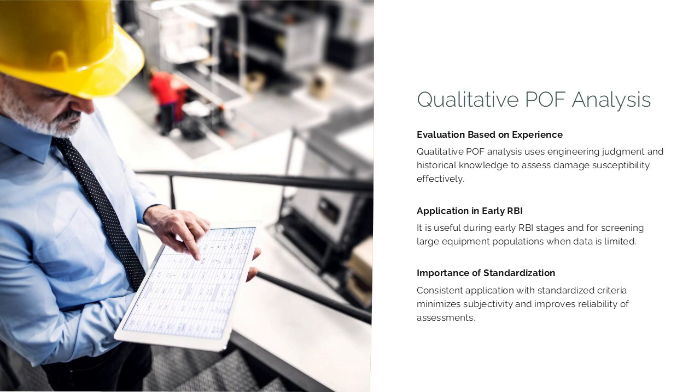Qualitative POF analysis involves identifying equipment, materials of construction, and process conditions, then evaluating susceptibility to damage mechanisms based on experience and historical knowledge. Engineering judgment plays a central role, supported by inspection findings, maintenance history, and an understanding of future operating plans. Equipment is typically assigned to a probability category that reflects its relative likelihood of failure.